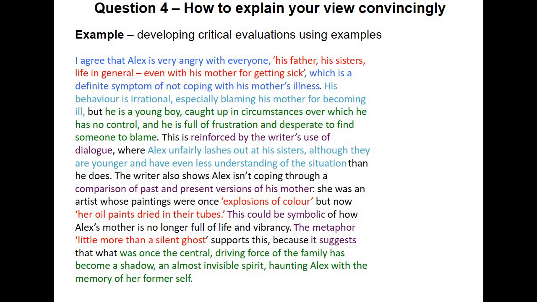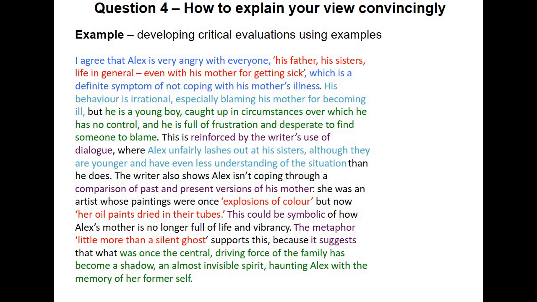I agree that Alex is very angry with everyone. His father, his sisters, life in general, even with his mother getting sick, which is a definite symptom of not coping with his mother's illness. His behaviour is irrational, especially blaming his mother for becoming ill. But he is a young boy put up in circumstances over which he has no control, and he is full of frustration and desperate to find someone to blame. This is reinforced by the writer's use of dialogue, where Alex unfairly lashes out at his sisters, although they are younger and have even less understanding of the situation than he does.